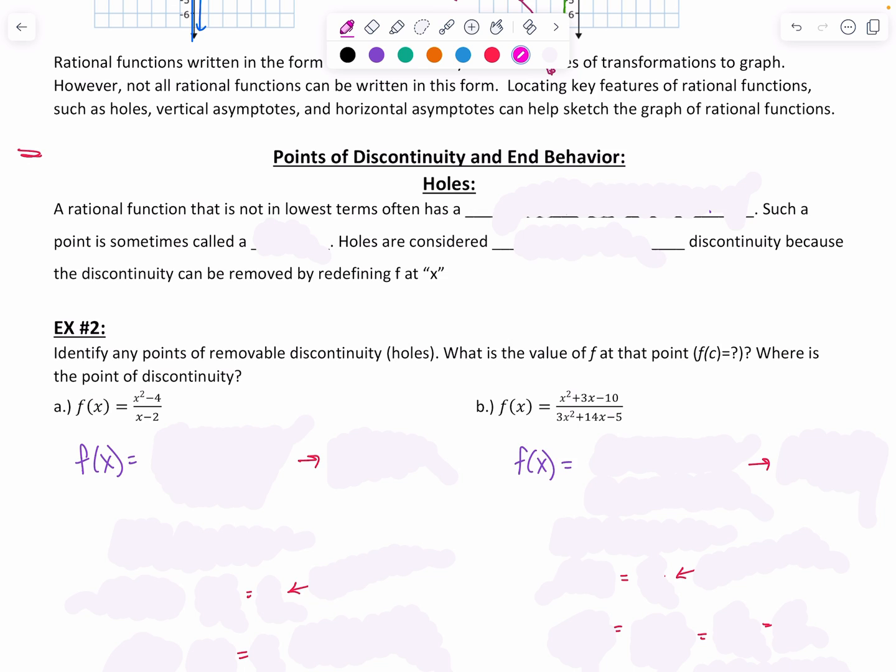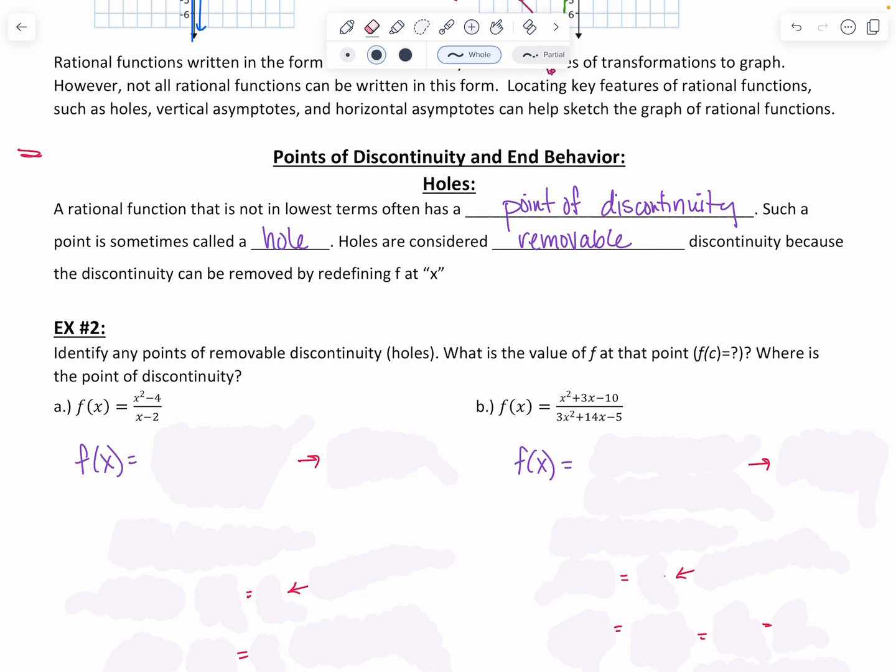call holes. A rational function that is not in lowest terms often has a point of discontinuity. Such a point is sometimes called a hole. So what that means is if you take your rational function and you've factored it, if there is a factor in the numerator that can reduce with the factor in the denominator, right? If something can cancel out, what you've just found is a rational function that's not in lowest terms. And that point where the factor that cancels could cause a hole in your graph, okay?